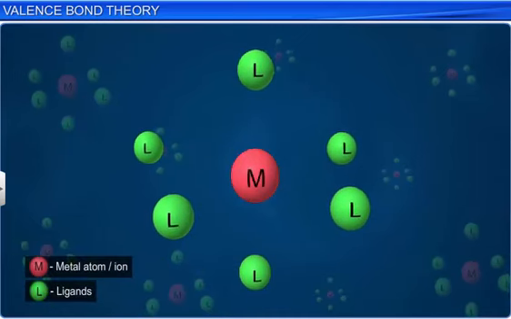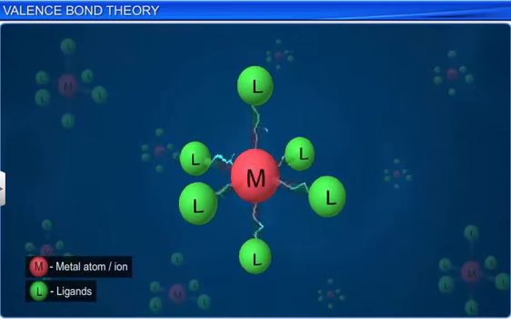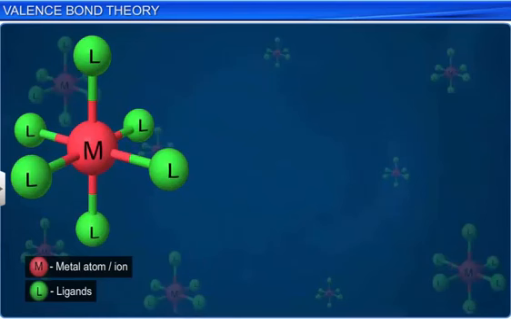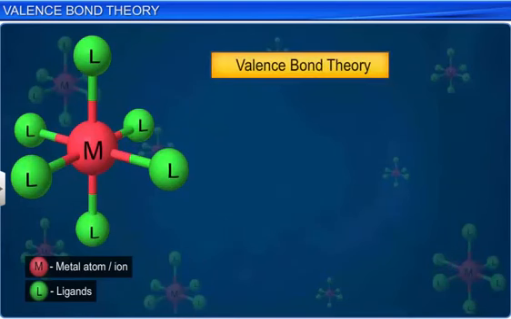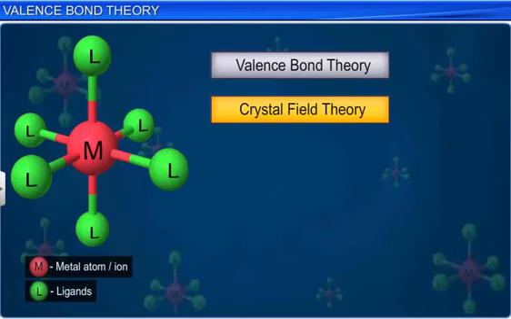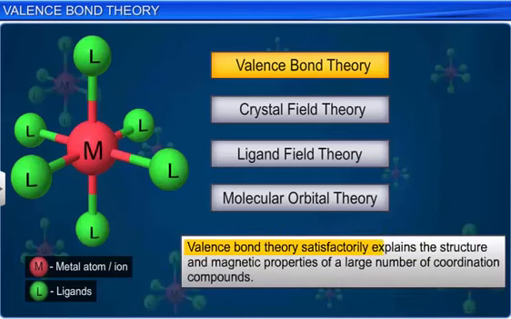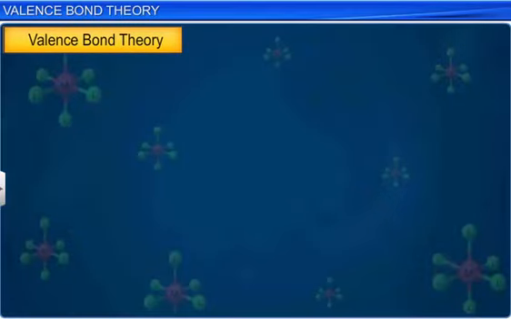The metal to ligand bonding in complex compounds. Different theories, such as the valence bond theory, crystal field theory, ligand field theory, and molecular orbital theory were proposed. Among these theories, the valence bond theory is the simplest, which satisfactorily explains the structure and magnetic properties of a large number of coordination compounds.